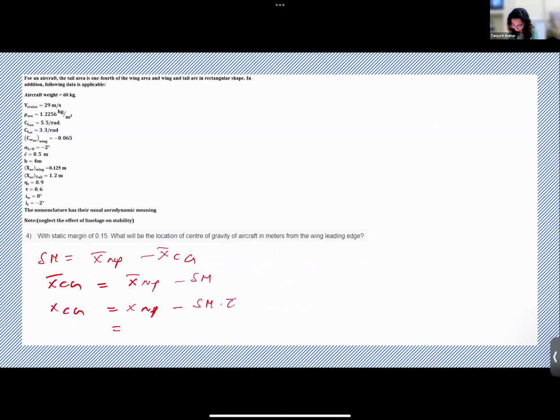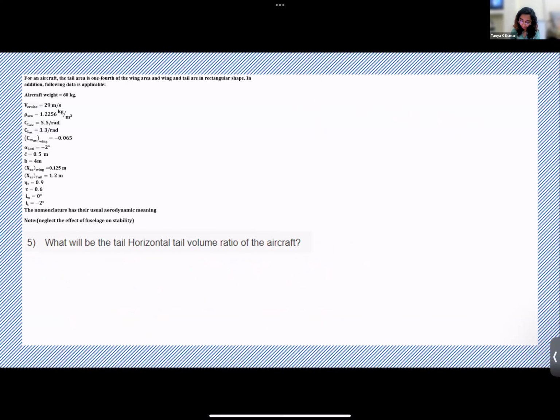Okay, what was the value? X NP was 0.2 by C 0.2 minus static margin is 0.15 into C bar is 0.5. So you get around 0.125 meters. All right. Okay. What will be the horizontal tail volume ratio of the aircraft?